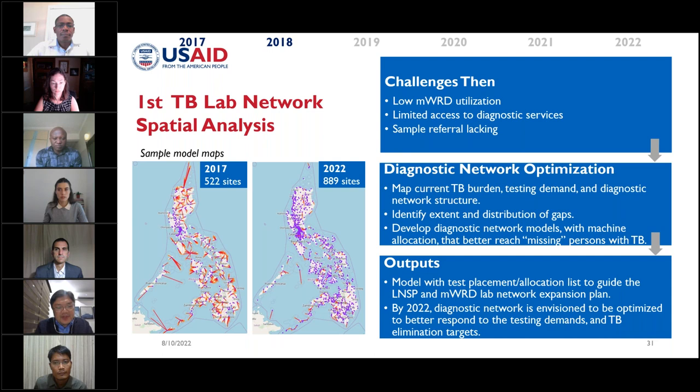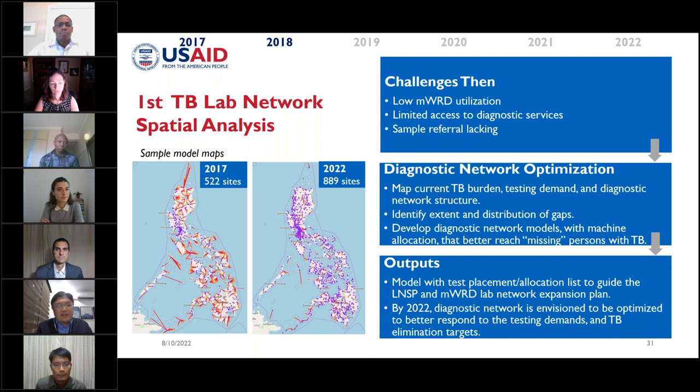Now, in the first TB lab network spatial analysis, the challenges then were there was very low WRD utilization. So the use of GeneXpert was not the primary diagnostic test at the time. There was limited access to diagnostic services, and there was a lacking sample referral system. So what we did, with the spatial analysis or the network optimization, was map out the current TB burden, testing demand, and the diagnostic network structure. We identified the extent and distribution of gaps and developed diagnostic network models with machine allocation to better reach the missing persons with TB.